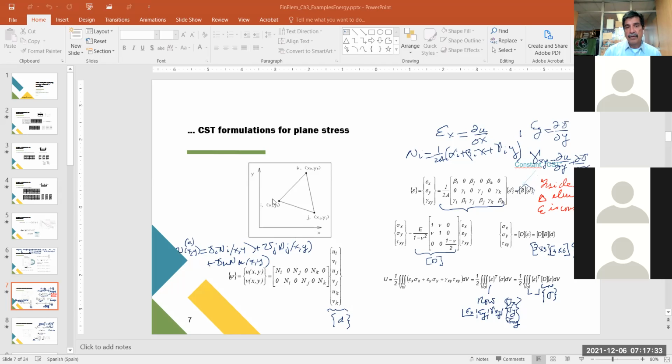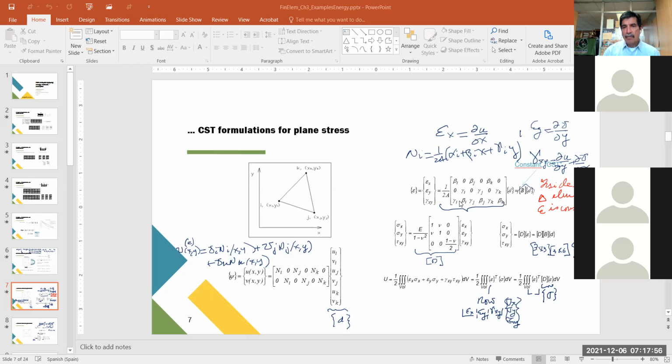So for every joint, okay, this joint can move in the x and in the y direction. Similarly for the other 2 joints. So this is a vector with the displacements of the joints of one element. And this is 6 rows and 1 column, of course, since it is a vector.